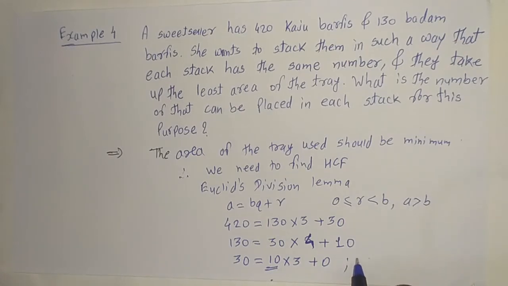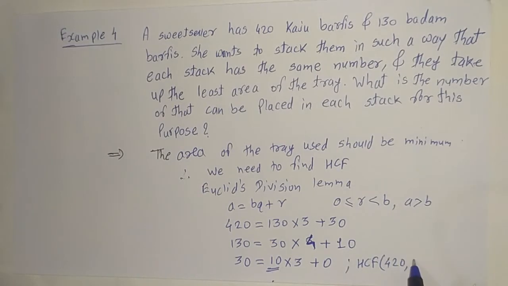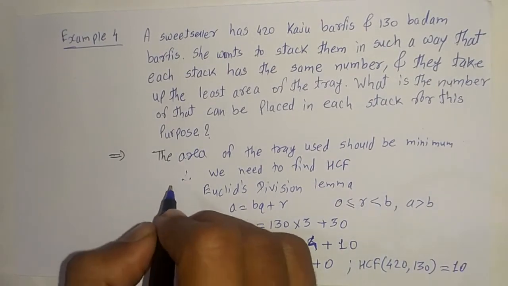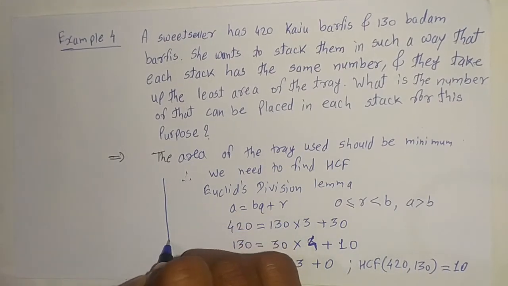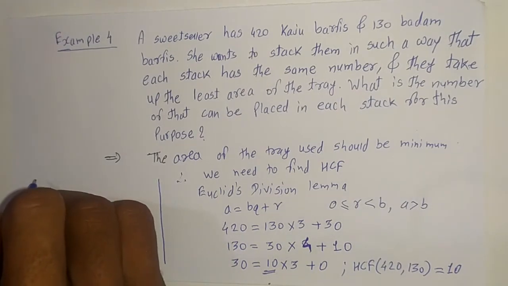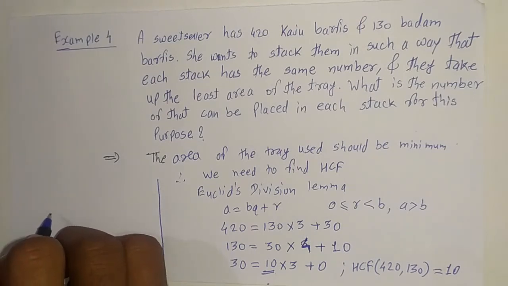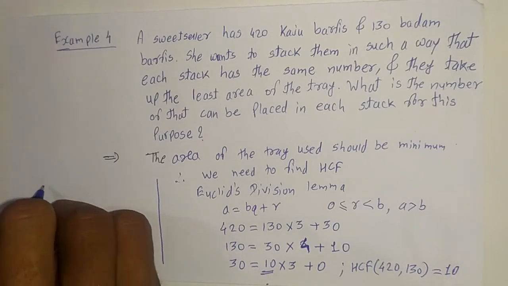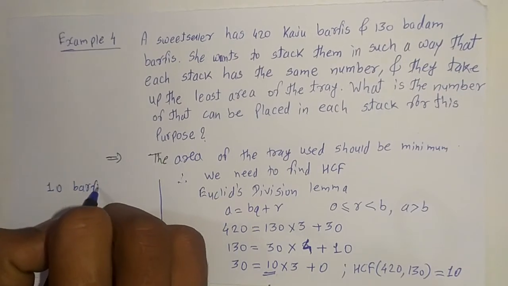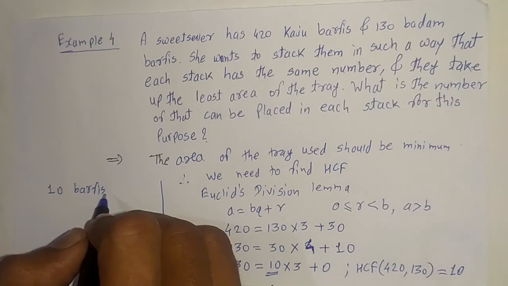So the HCF of 420 and 130 is 10. So write down the detailed answer here. Okay, we have to write how many burfis can be placed in each stack. Ten burfis can be put in each stack.